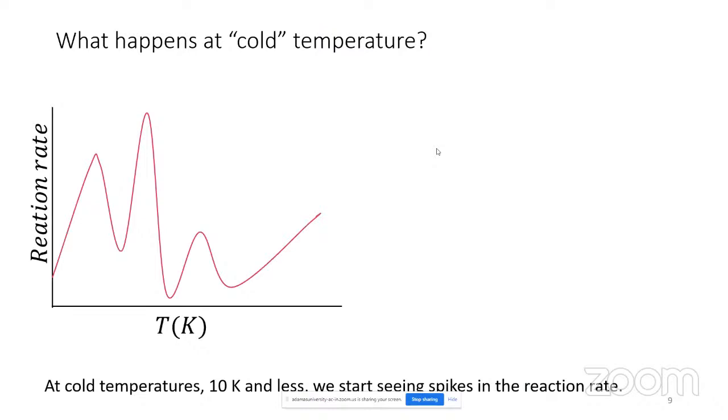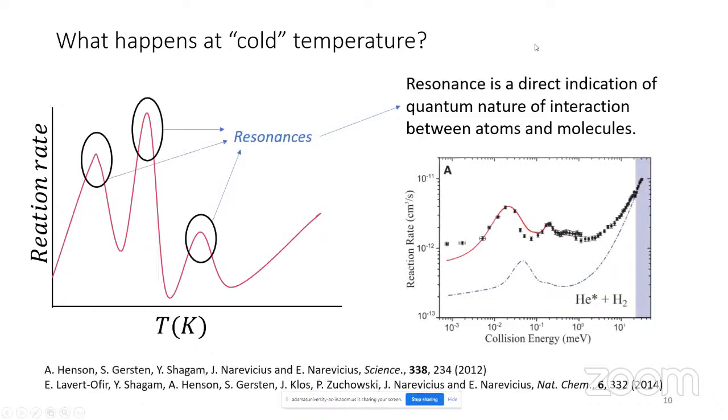And so what happens at cold temperature? We see that at very cold temperature, when the collision energy, that is the collision temperature, matches a certain value, there is a sudden spike in the reaction rate. These spikes in reaction rates are basically resonances.